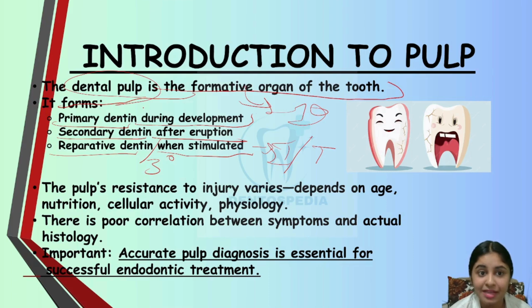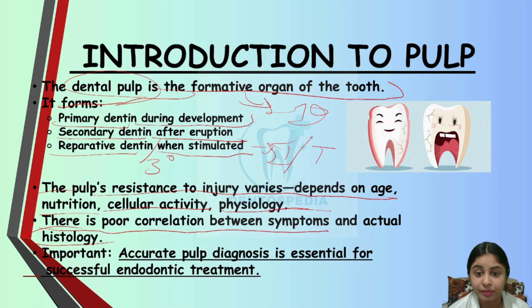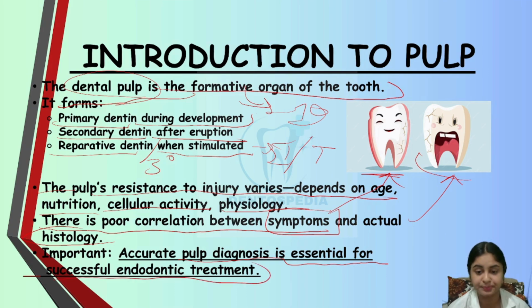This dental pulp has odontoblast cells which form this dentine. The pulp's resistance to injury varies and depends on the age, nutrition supply, cellular activity and physiology. But there is poor correlation between the symptoms and the actual histology. There might be no symptoms, or the tooth might be showing symptoms, but the actual histology might be different. So it is very important to come to an accurate pulp diagnosis, and it is essential for successful endodontic treatment.